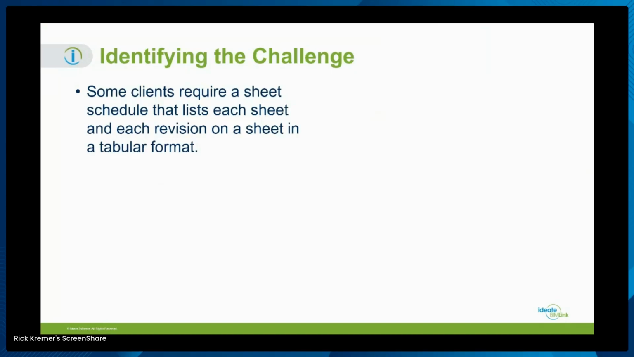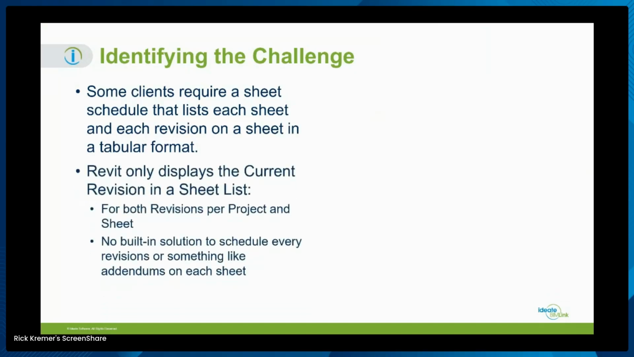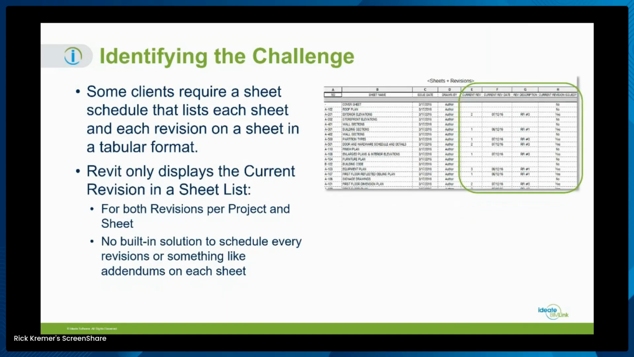Some of our clients require a sheet schedule that shows information and revisions on a sheet in a tabular format. This information typically is generated, let's say, manually on Excel. The problem is Revit only displays the current revisions on a sheet, or either revisions per project or sheet. And by the way, there's no real built-in solution in Revit.